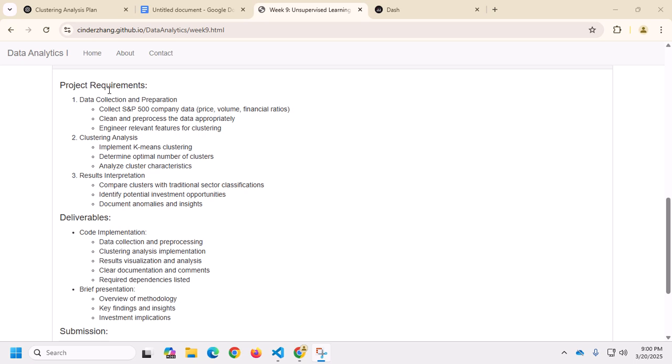So in this one, as the project requirements are stated over here, we had to collect S&P 500 company data. In that, we had to have price, volume, financial ratios, different kinds of metrics that we need to have over here. Then we had to clean and pre-process the data, engineering the relevant features for clustering, implement k-means clustering, determine the optimal number of clusters, analyze those clusters, and then compare them with traditional sector classifications, identifying potential investment opportunities, and document the anomalies and insights. That is something that I was doing in this assignment.